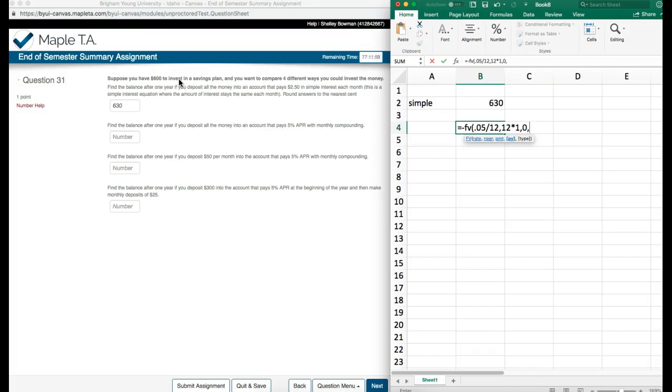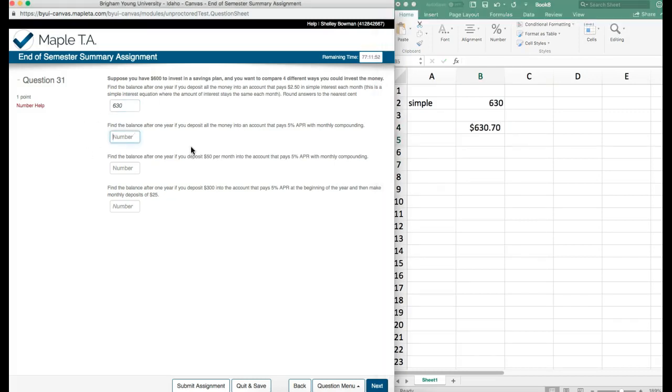And the present value is $600. So we'll put 600 here. And this is how much I earn with my 5% monthly compounding. $630 and 70 cents. The next one, find the balance after 1 year if you deposit $50 per month into an account that pays 5% APR with monthly compounding.